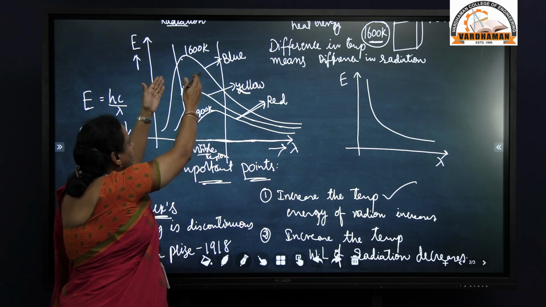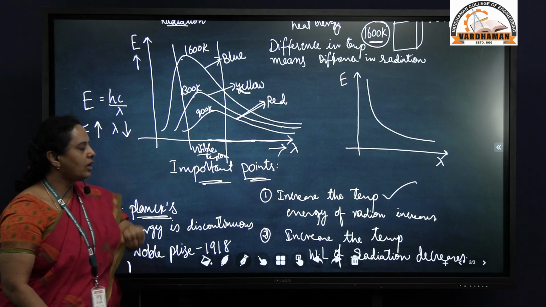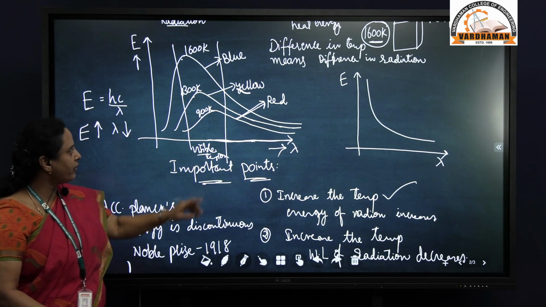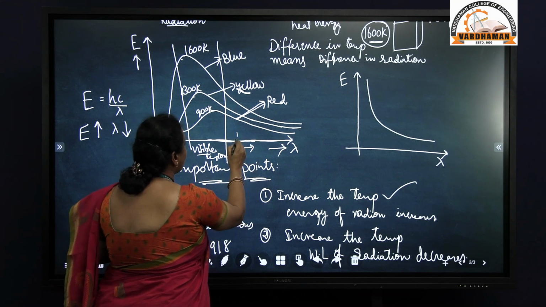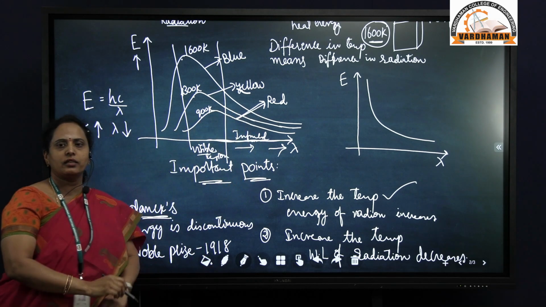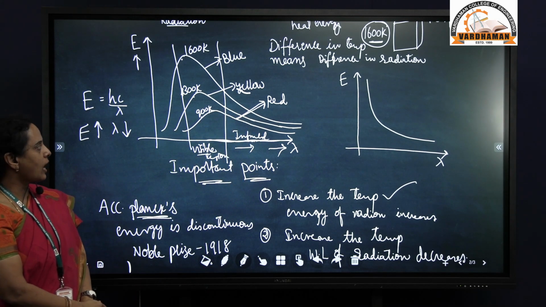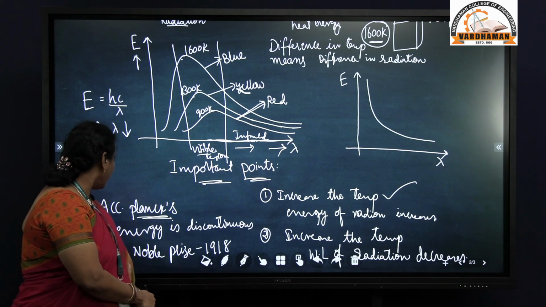So these peak points, whatever we see here, are in the visible region. Only this we can see. But after this, whatever radiation is there is the infrared radiation, where humans can't see. So this is the spectrum obtained by the black body radiation.